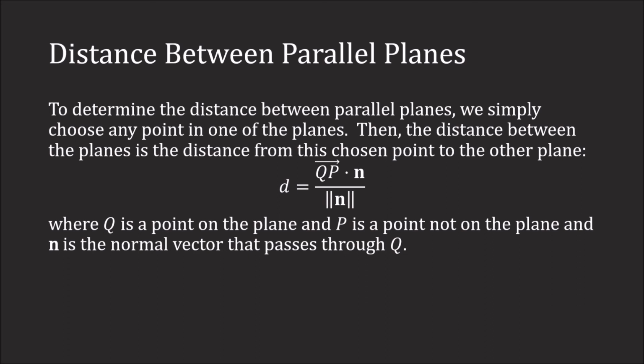Now, we can only calculate distance between parallel planes because this distance is constant. If the two planes are not parallel, that means they intersect. Well, that means that the distance between the planes will be changing. It varies depending on the points chosen.